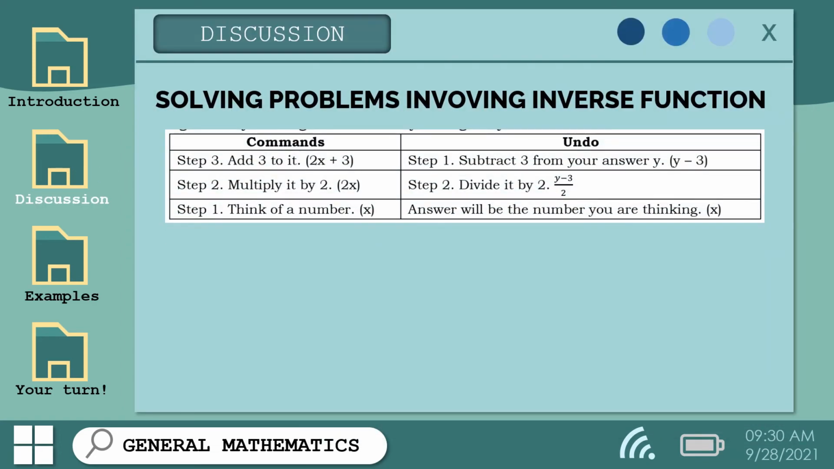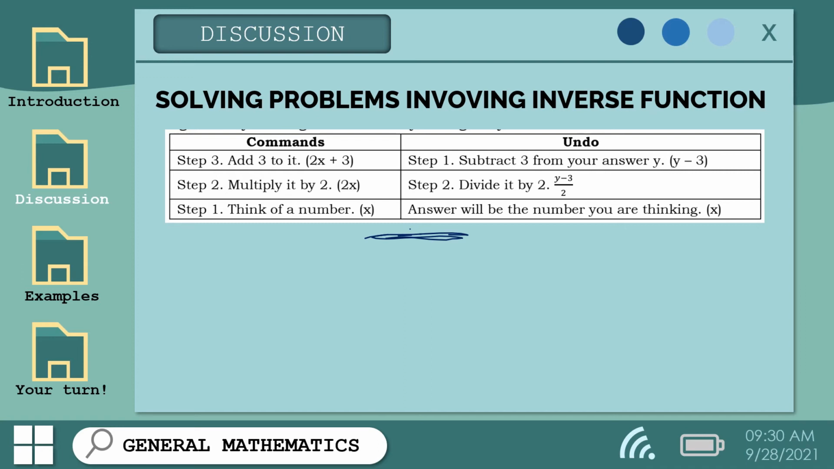So, madalas na mga problem na makakaencounter natin that involves inverse function are number guessing games, mga conversion, o yung pag gusto nating baliktarin yung ating formula or ang ating function. Like, gusto natin pagbaliktarin yung independent at dependent variable natin.